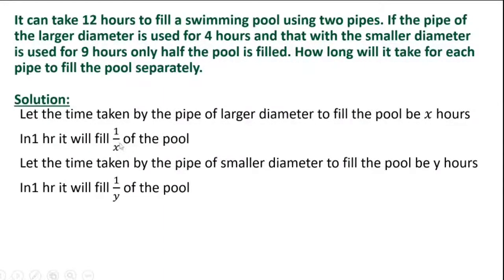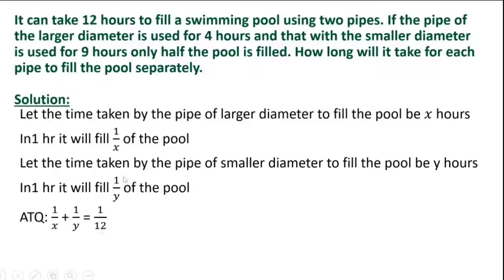So the work done by the larger pipe in 1 hour, that is 1 upon x of the pool will be filled. The smaller pipe will fill 1 upon y of the pool. Together they will fill 1 upon x plus 1 upon y, which will be equal to 1/12 of the pool will be filled. And I get the first equation as 1 upon x plus 1 upon y is equal to 1 upon 12.